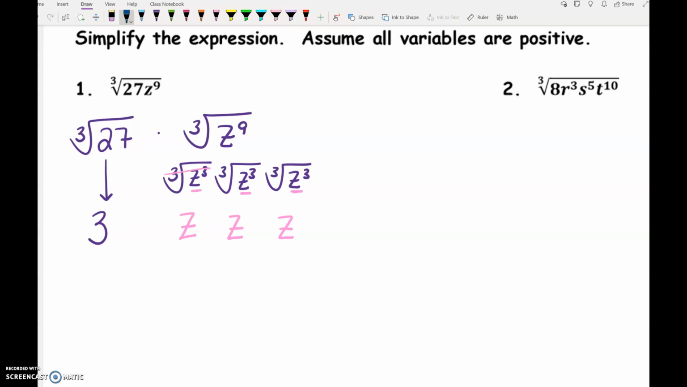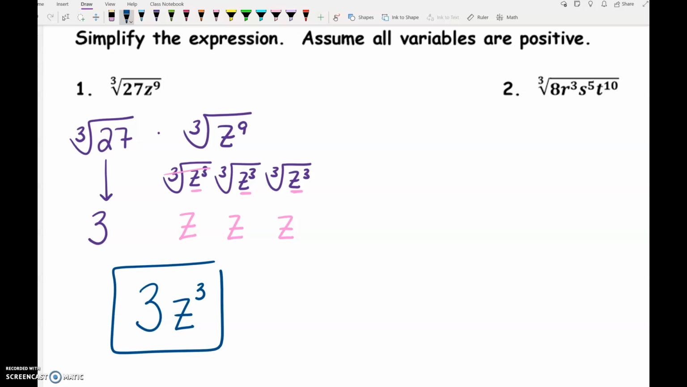So what do we have here? We have 3, and we have z to the third. Now, if I asked you to write it out like that every single time, that's tedious. That's a lot of work. So is there a way to go from the third root of z to the 9th to z cubed faster? Basically 9 divided by 3. How many groups of 3 are there in 9? There are 3 full groups of 3, so we have z to the third that comes out of the radical.